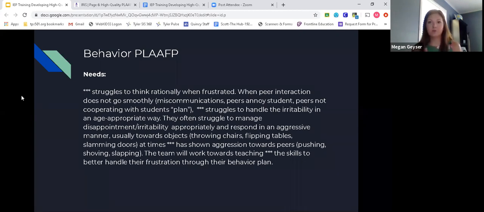I think this is a really great example of needs. Where's our needs in that content area? Here we have behavior. Well, it looks like it's around peer interaction. It looks like when things don't go as planned, when the student gets frustrated, they're very irritable. What can we do here?